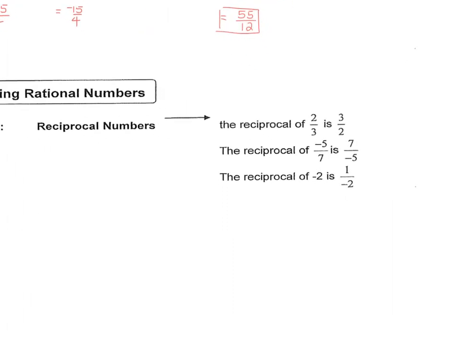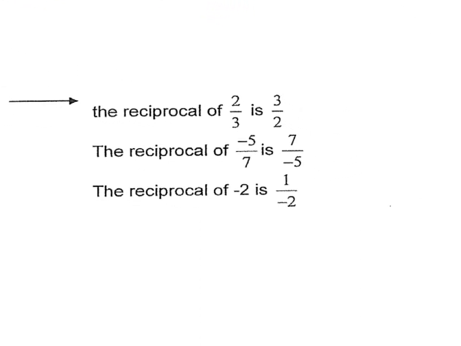Okay, so make sure you understand what a reciprocal is, and that is when you have 2 over 3, the reciprocal of 2 over 3 is 3 over 2. All I'm doing is flipping the numbers around. Okay, so you take the numerator and it becomes the denominator, the denominator becomes the numerator, and you flip them around.